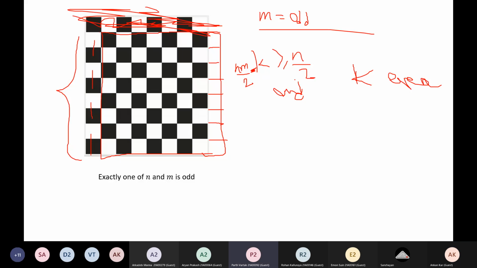Sir, I have a doubt. In this case, n is even and m is odd, right? Yes, m is odd, and exactly one of n and m is odd, so n must be even. Yes, sir.